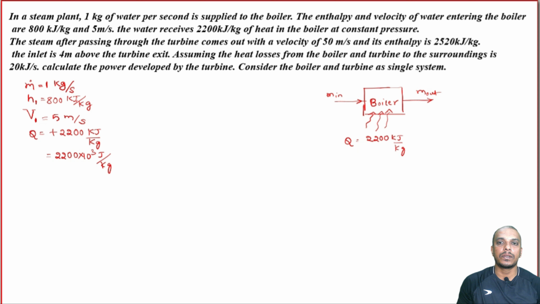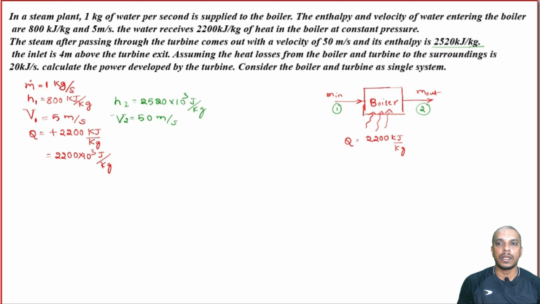The steam after passing through the turbine comes out with a velocity of 50 meter per second. So, now he is talking about the velocity at the outlet. This was our 1 and 2, inlet is 1 and outlet is 2. So, the steam comes out with a velocity of 50 meter per second, and its enthalpy H2 is 2520 into 10 power 3 joule per kg. So, 2520 kilojoule per kg.